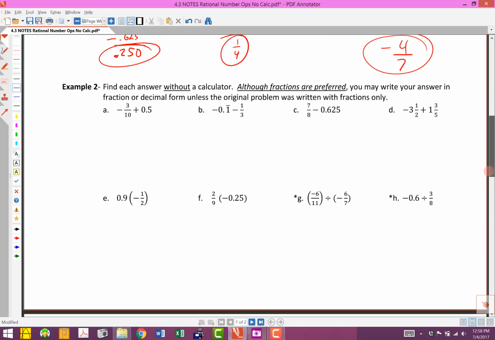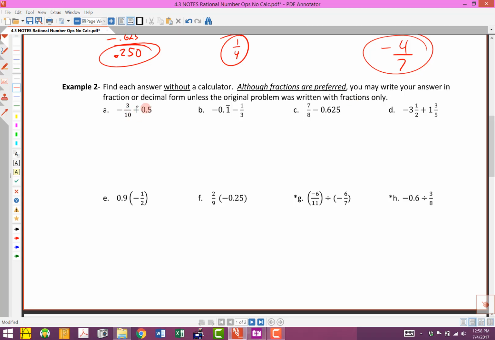So all I'm going to do right here is go through each one of these problems and just perform the operation, whether it says add, multiply, divide, whatever it happens to be, and find each one without a calculator. Although fractions are a preferred way to write your answer, you can write it as a fraction or as a decimal unless the original problem was written only with fractions. There are a couple on here that have just fractions, so we definitely want to write the answer as a fraction on those.